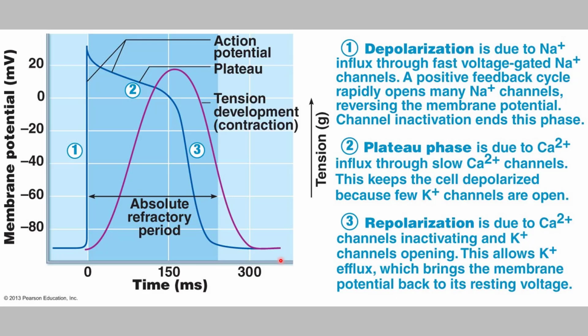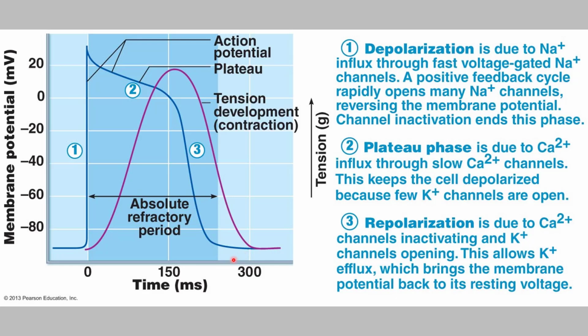And lastly on this graph, now we're going to look at the purple line. This is not an action potential graph. This is a tension graph. This is looking at the tension in a contractile cardiomyocyte. As tension goes up, the cell is contracting. As tension goes down, the cell is relaxing. We can see for one action potential, we get one contraction cycle.